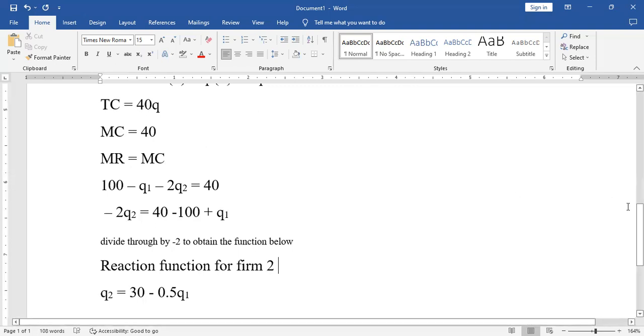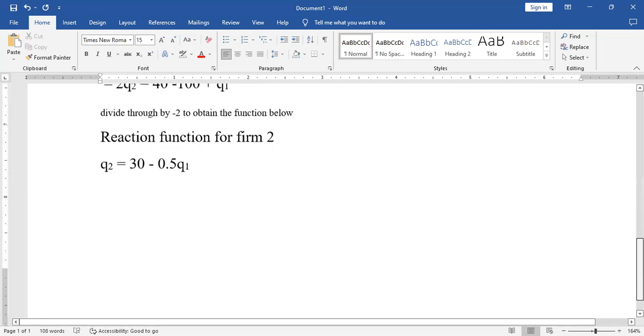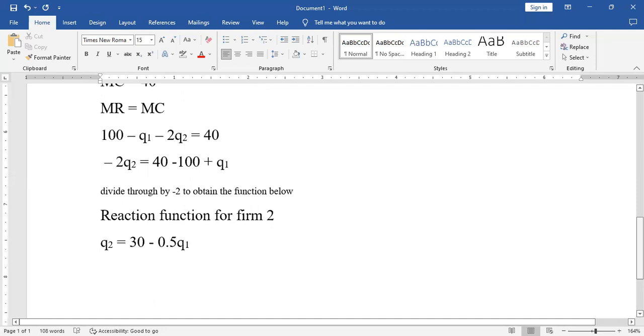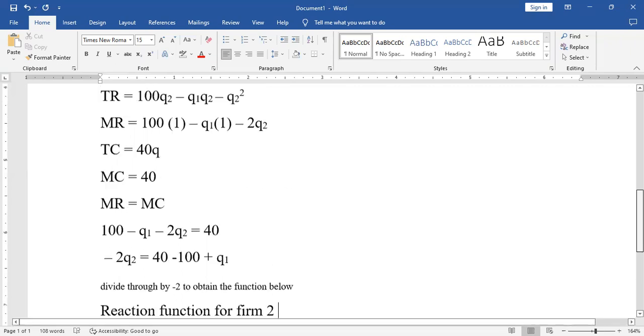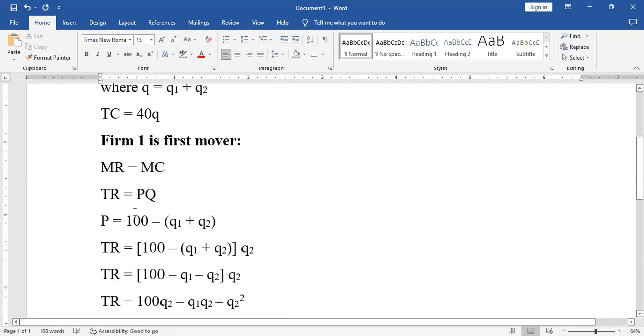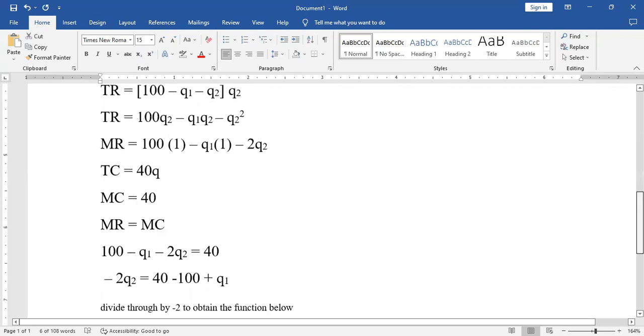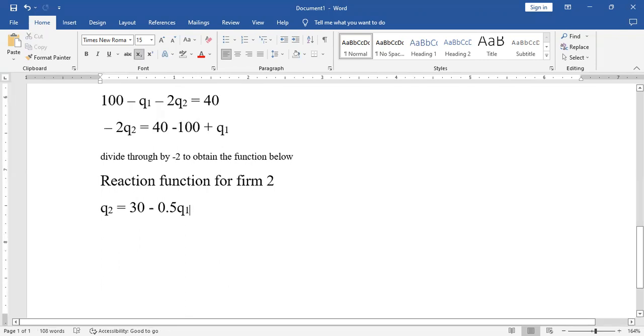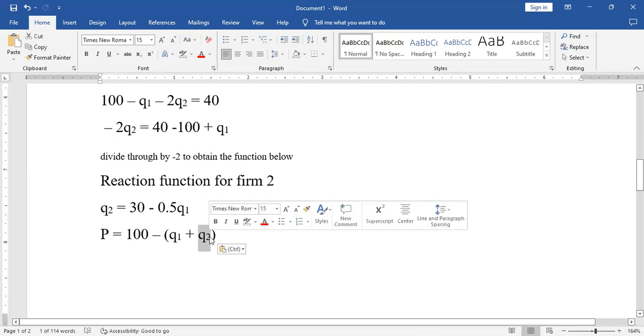So now the reaction function for firm 2 will affect the demand function for firm 1. So let's look at the demand function. Where is it? It's here. Yeah, the demand function is here. So now where there is Q2 here, we'll replace it with the entire reaction function for Q2.